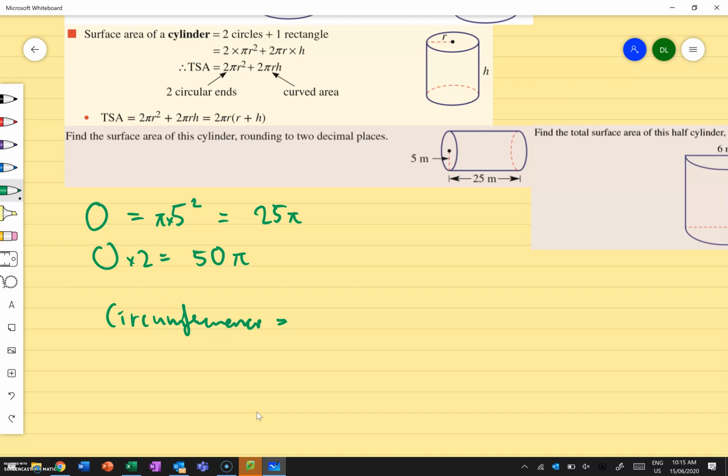Oh, it's filming. Yeah. So the circumference would be 2 pi r, which is 2 times pi times r. R in this case is 5, so that gives me 10 pi.